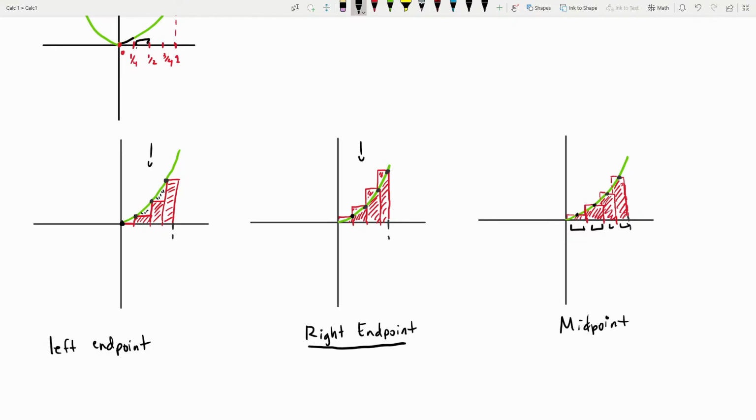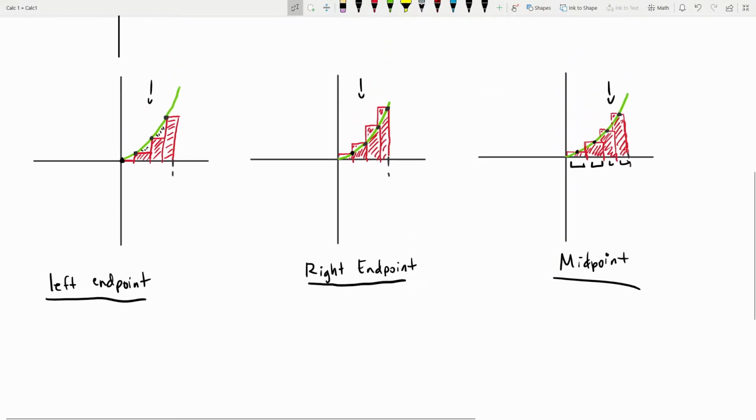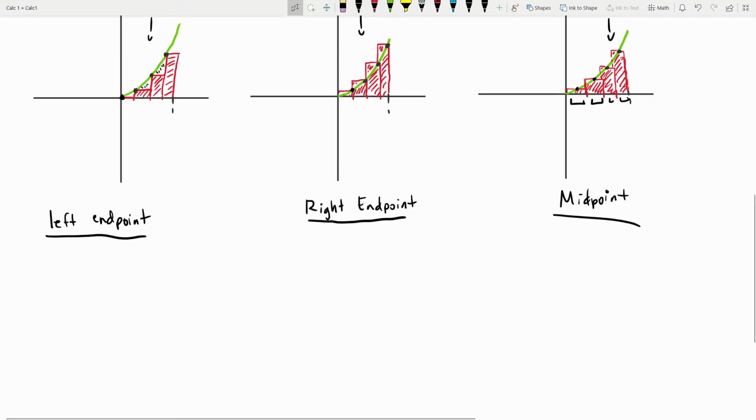Now, you could see here that the approximation is still like overestimating because of these little corners in here, but it's a lot better than the right endpoint method. So actually, now let's go ahead and calculate the areas for each of these three methods. So firstly, the area for this one.